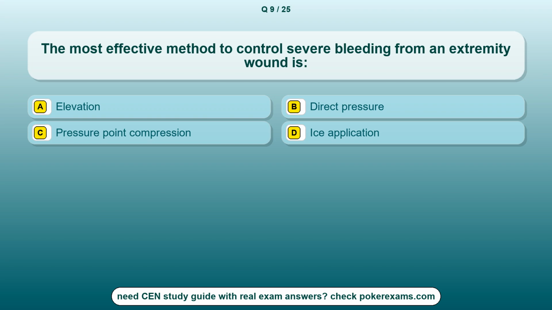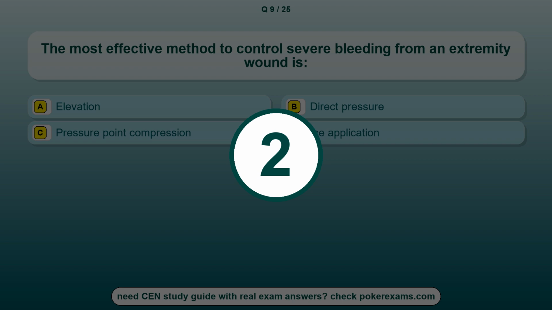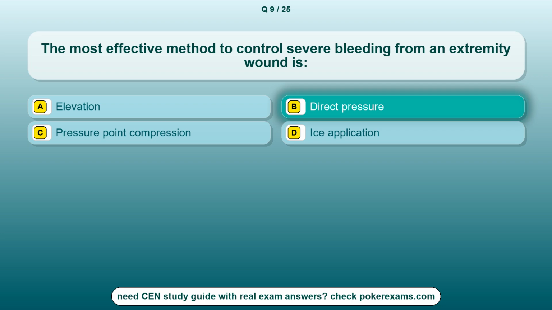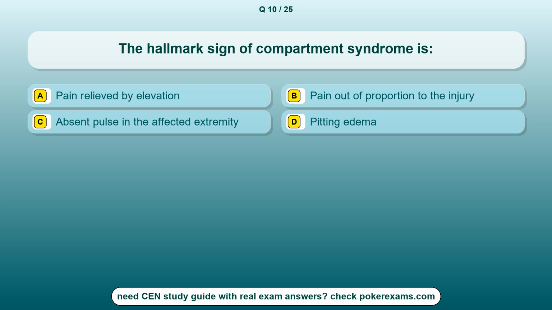Question 9. The most effective method to control severe bleeding from an extremity wound is Option A. Elevation. Option B. Direct pressure. Option C. Pressure point compression. Option D. Ice application. The correct answer is option B. Direct pressure.